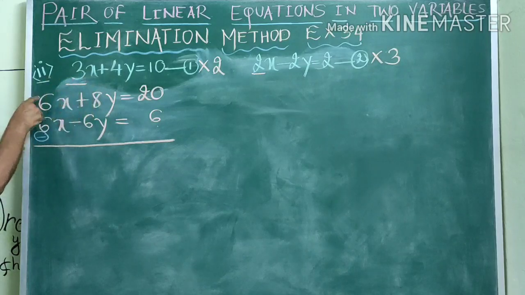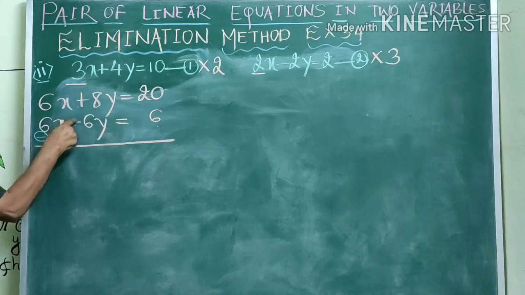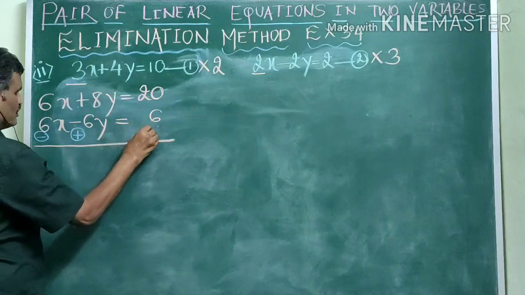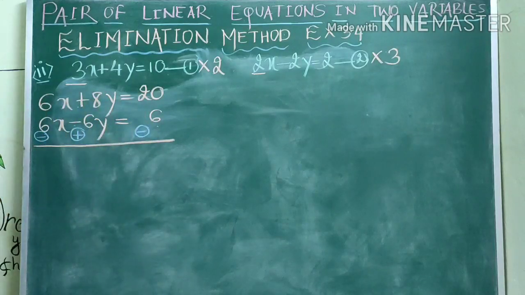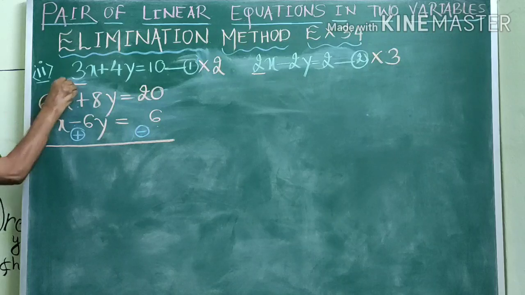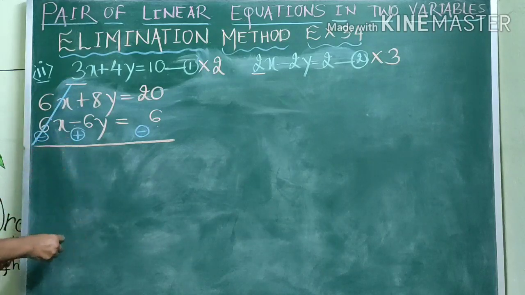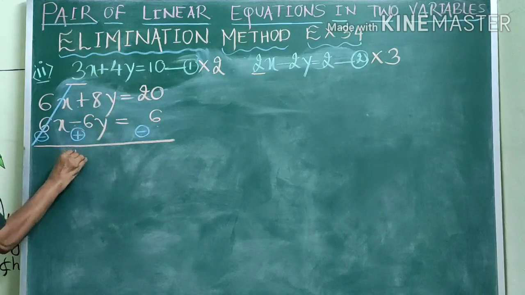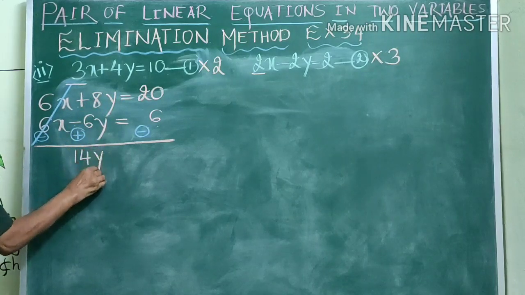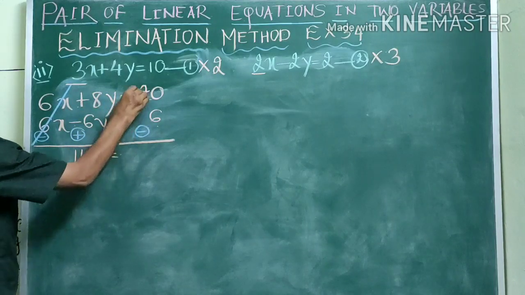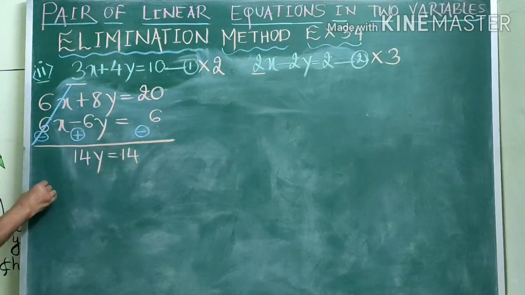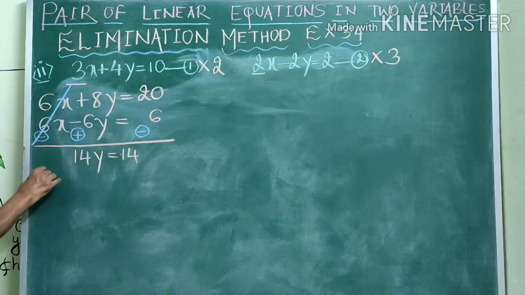I have made the coefficients equal, so I can eliminate here. Minus sign is there, if I change it will become plus sign. Plus sign is there, if I change it will become minus sign. Now plus 6x minus 6x will get cancelled. So what I get here is 8y plus 6y is 14y. So 14y is equal to plus 20 minus 6, which is 14. So 14y is equal to 14.